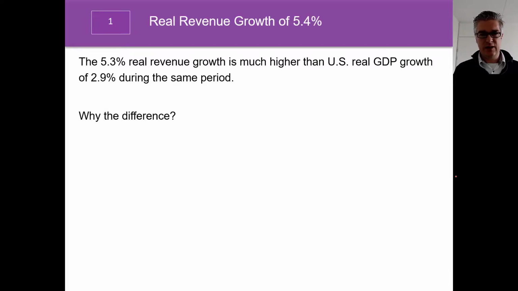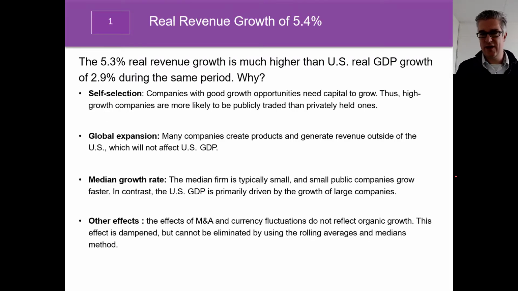If we look into the data, this 5.3 real revenue growth, you can ask me, hey Mark, why is this 5.3 real revenue growth so much higher than average US GDP growth? Well, because these are public companies, and public companies self-select. Companies become public when they have a good business model and grow a lot, because otherwise, why become public unless you need access to a lot of new capital? So there's some self-selection there.